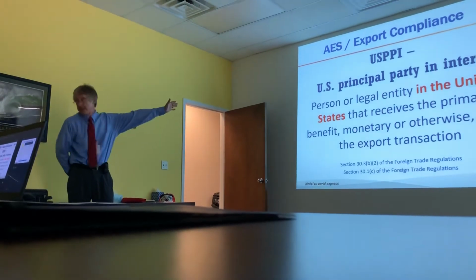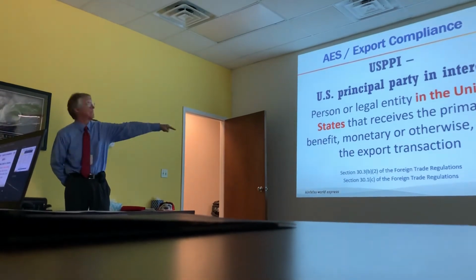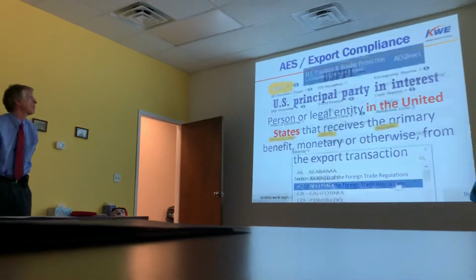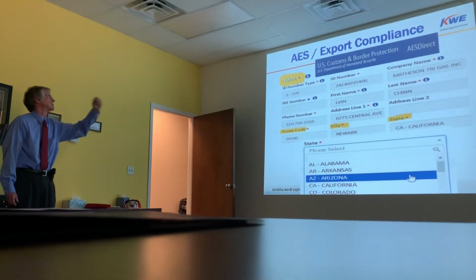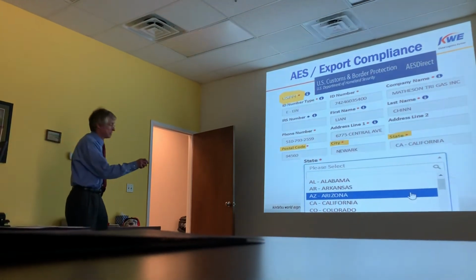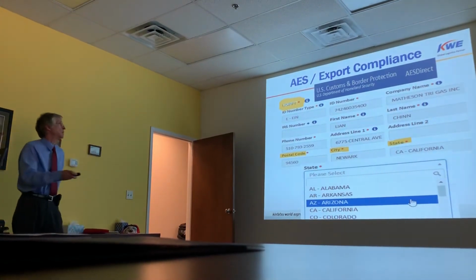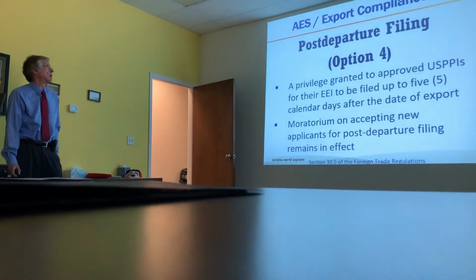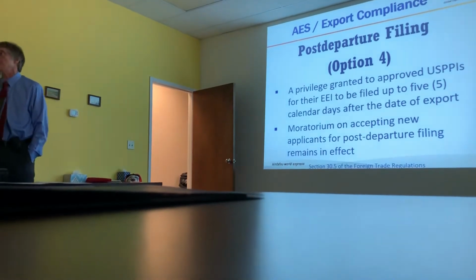Because if you look at the definition of US PPI, it says person or legal entity in the United States that receives the primary benefit, monetary or otherwise, from the export transaction. If you look at this section of AES Direct, you'll see where you enter the US PPI information. For states, there are only states in the United States. There's no option to put in another country. You couldn't do it even if you wanted to. That's what we had to tell Skybeco. No, we can't do it.